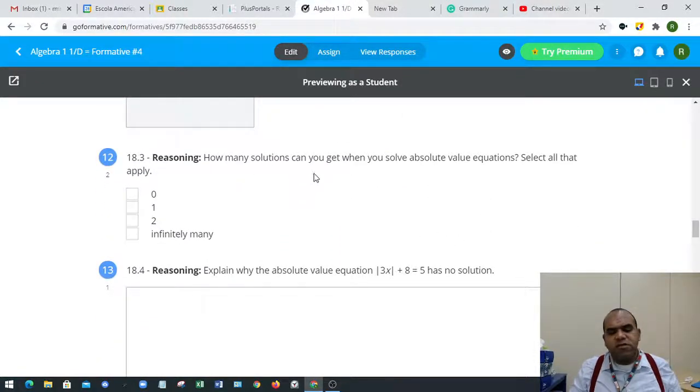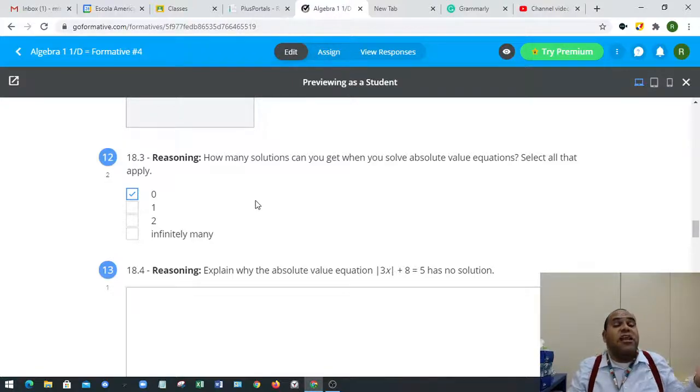Reasoning: how many solutions can you get when you solve absolute value equations? Select all that apply. Let me think about it. I need to understand how many solutions I have when I have an absolute value. If the absolute value equals a negative number, I don't have any solution, zero. When I have one solution: if the absolute value equals zero, I have just one solution.